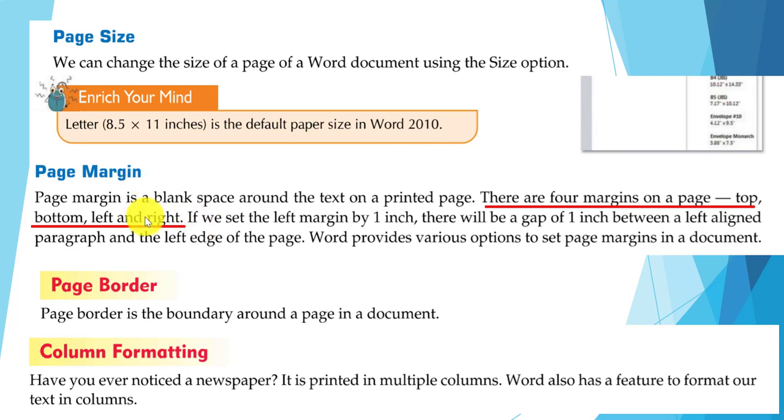Page margin. Page margin is a blank space around the text on the printed page. There are four margins on the page: top margin, bottom margin, left margin and right margin. If we set the left margin to 1 inch, there will be a gap of 1 inch between a left aligned paragraph and the left edge of the page.